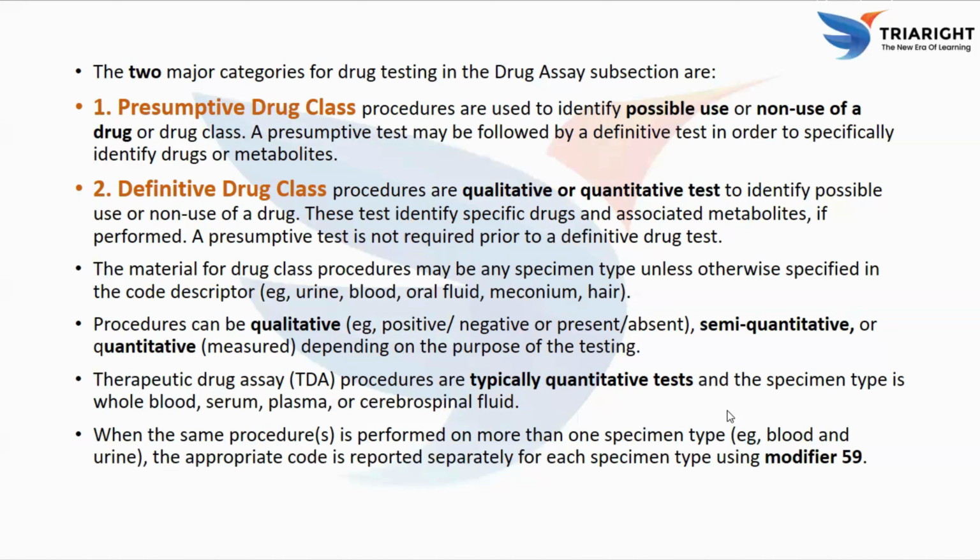So TDA monitors the medication levels, not drug misuse. Now the modifier 59 rule. When the same drug test is performed on different specimen types, for example blood drug level and urine drug screen, report the codes separately. Append modifier 59 to indicate a distinct procedural service. Without modifier 59, the claim may be denied as duplicate testing.